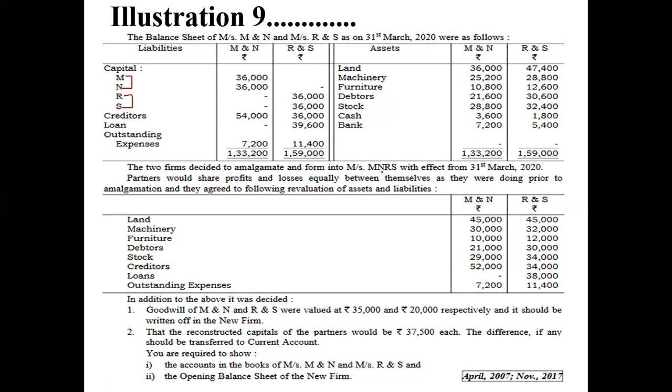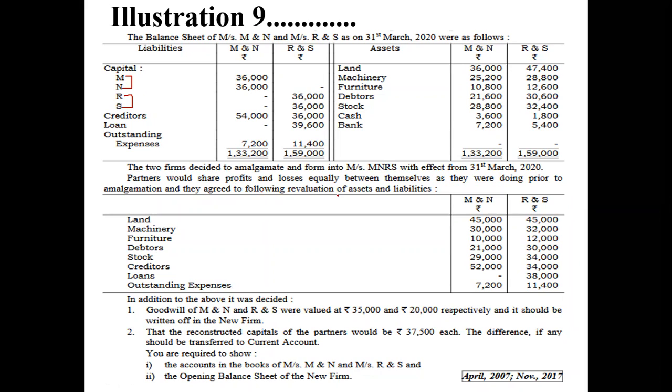The partners would share profit and loss equally among themselves as they were doing prior to amalgamation. So what they are saying is that, as they were sharing the profit sharing ratio earlier, they will share it now in the same way. So how are they sharing now? Profit and loss is shared equally. Similarly, what they used to do prior to amalgamation. So before amalgamation also they were equal partners.